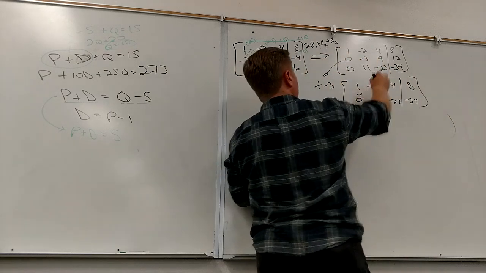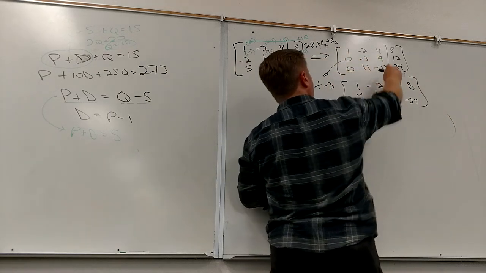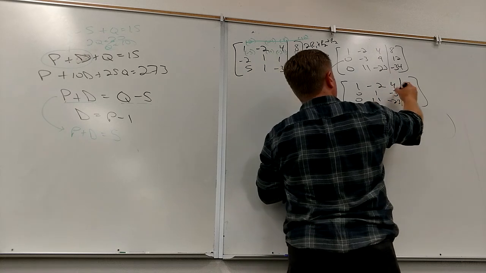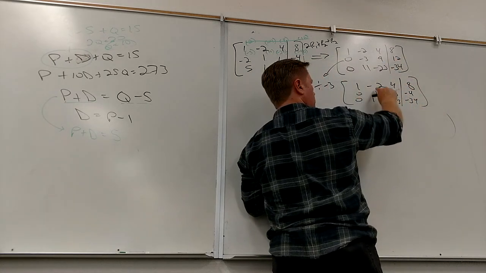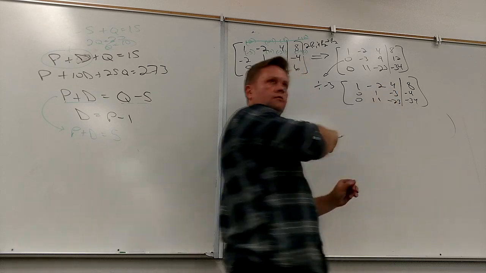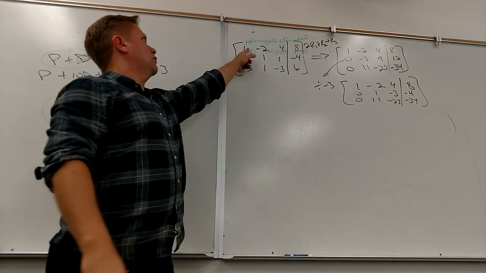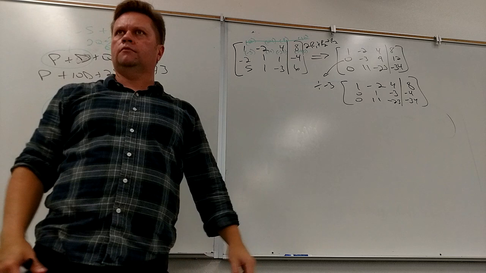0 divided by anything is 0. Negative 3 divided by negative 3 is 1. 9 divided by negative 3 is negative 3. 12 divided by negative 3 is negative 4. Now I can use that 1 to kill those two things, the same way we use that 1 to kill those two things.